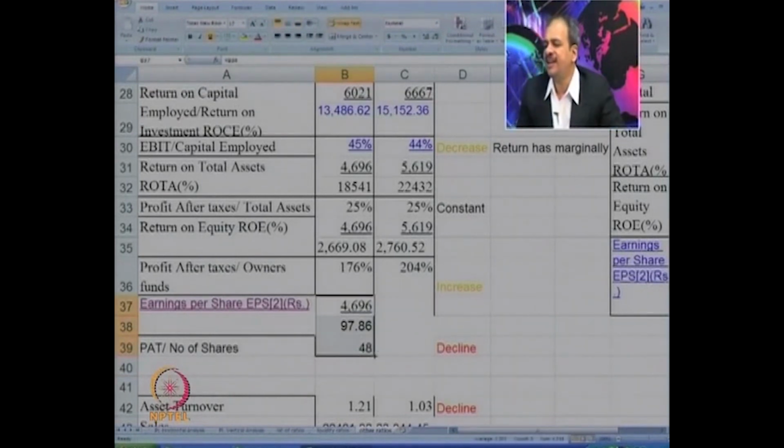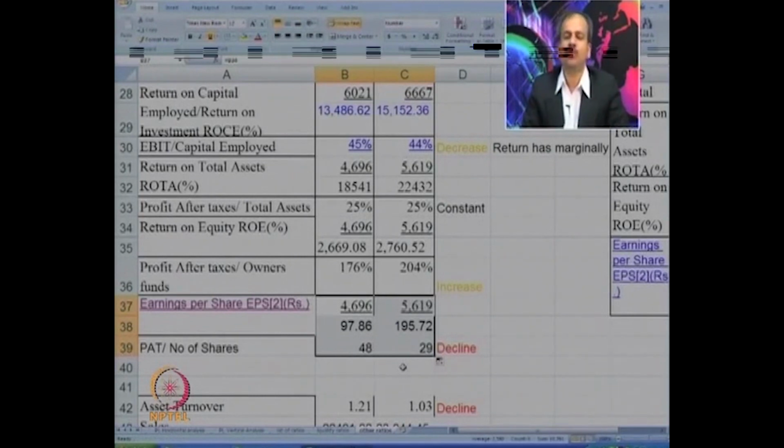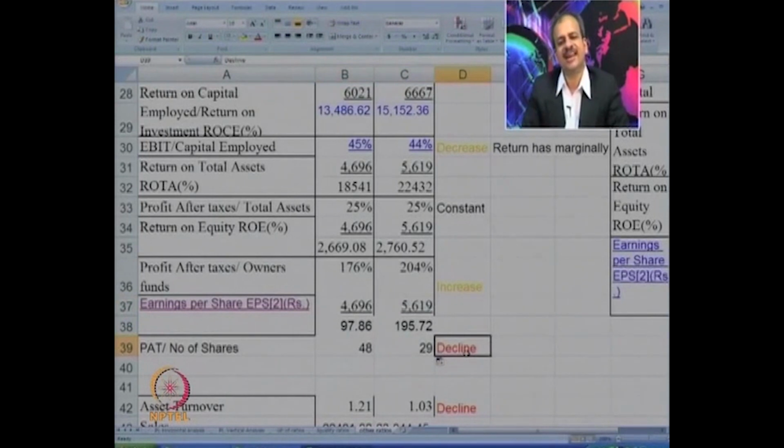So, 48 is the EPS and current EPS has significantly gone down to 29. So, there is a decline. Now, why has this decline happened? Profit has not gone down. In fact, profit has increased, but if you see, the share capital has doubled. Since the share capital has doubled, the earning per share has fallen.